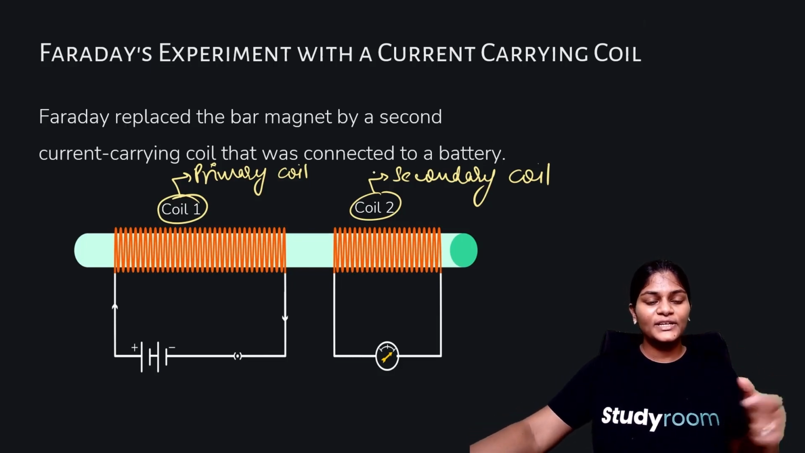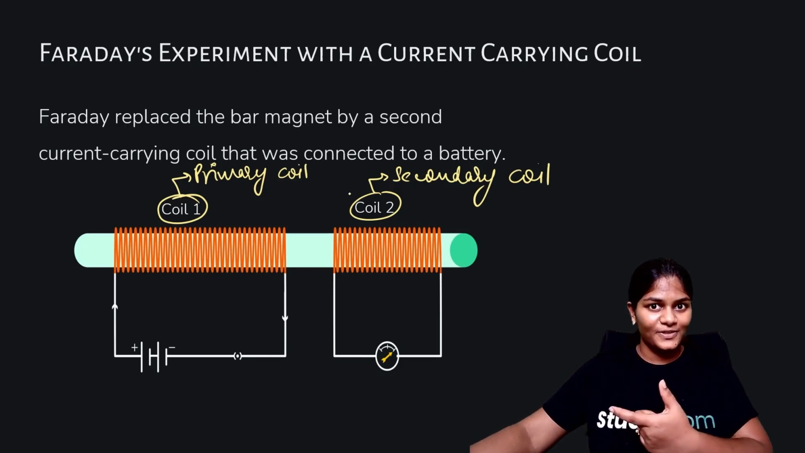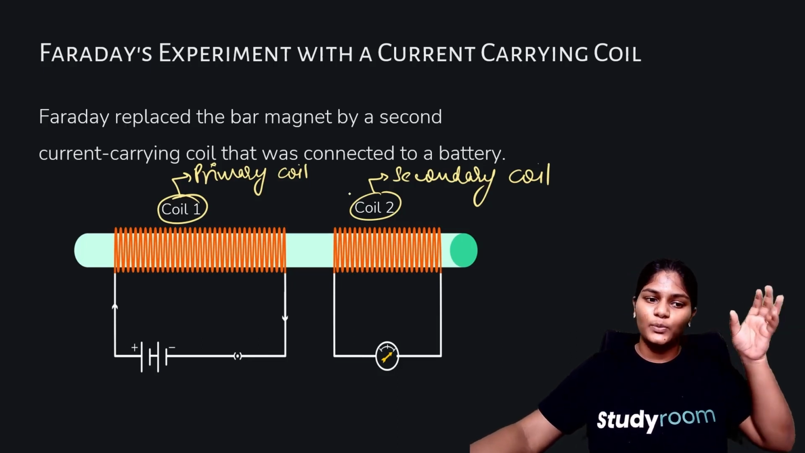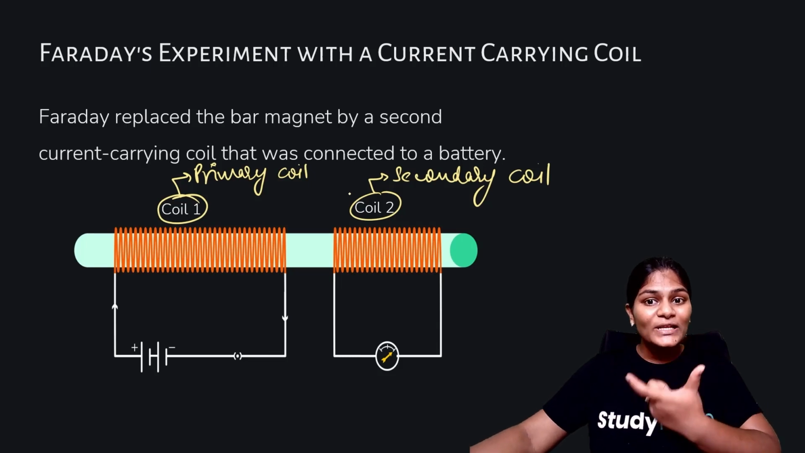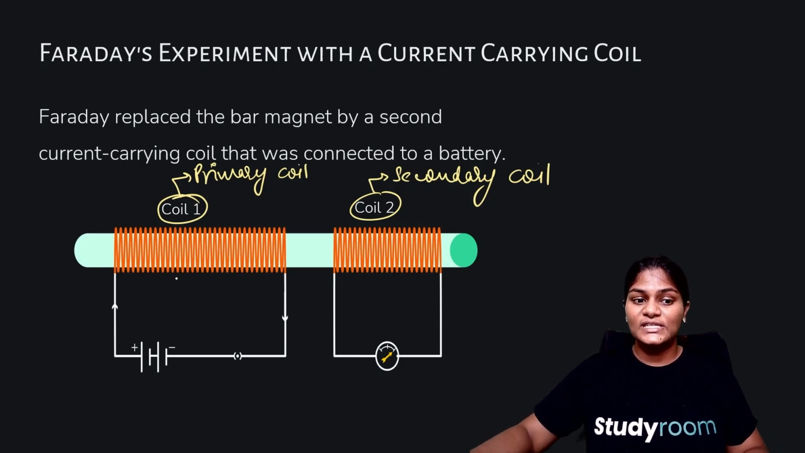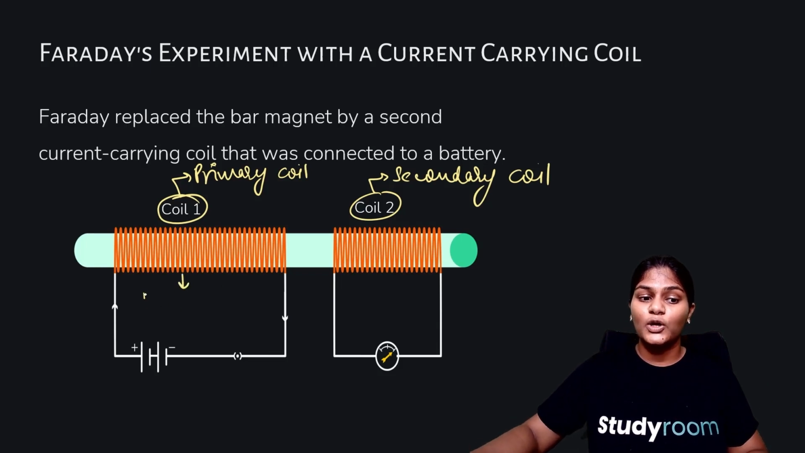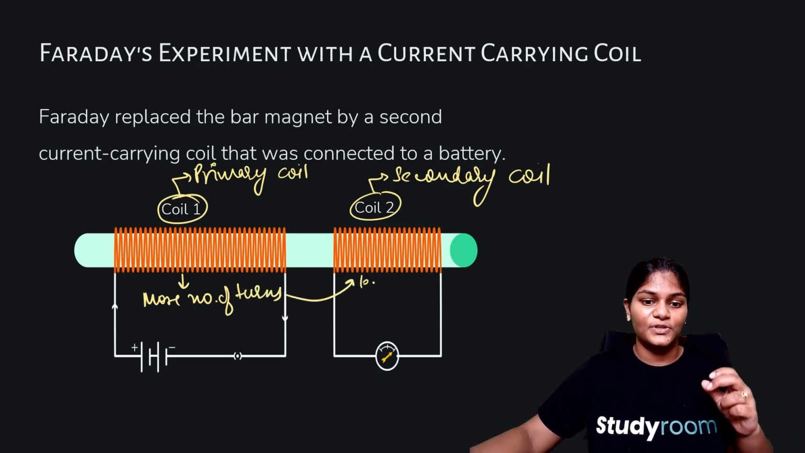So is there something that you can notice about the two coils? Do they look different in some way, apart from the fact that one is connected to the battery and the other is connected to a galvanometer? Look at the coils themselves. Do you see any difference between them? Yes, you can see that coil 1 or the primary coil has more number of turns as compared to the secondary coil, which has lesser number of turns.